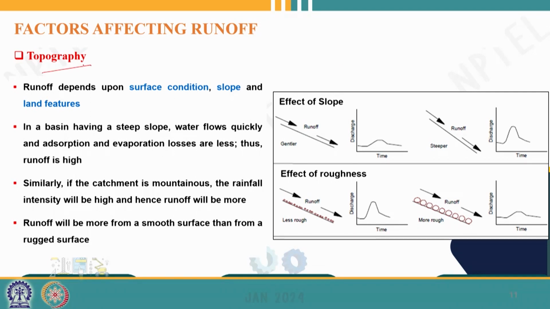Then we come to topography. Runoff depends on the surface conditions, slope and land features. If a basin has a steep slope, water flows quickly and absorption and evaporation losses are less, thus runoff is high.